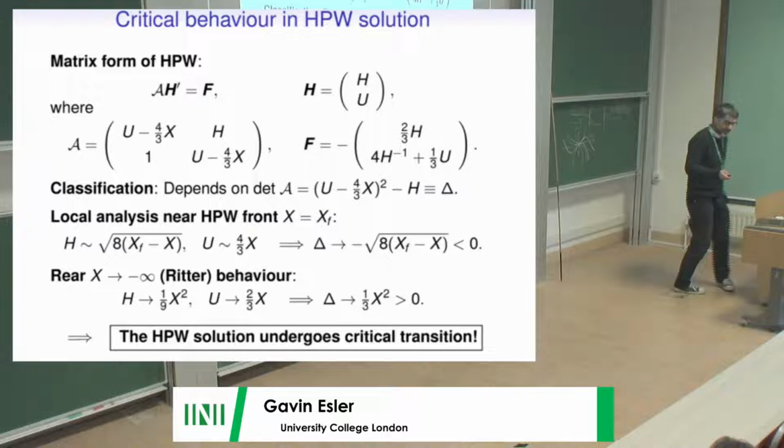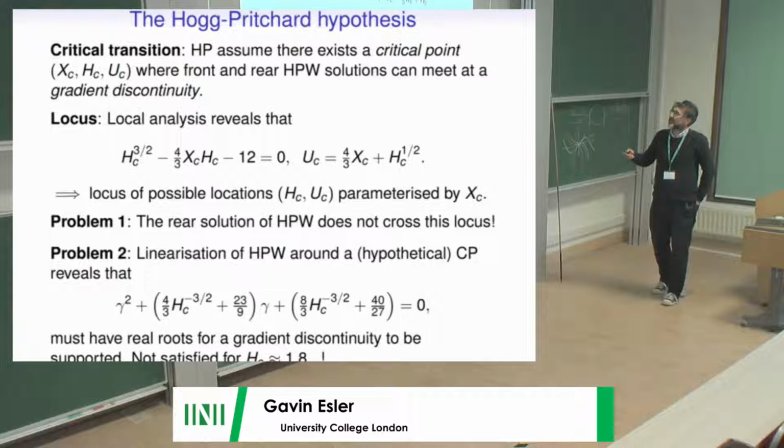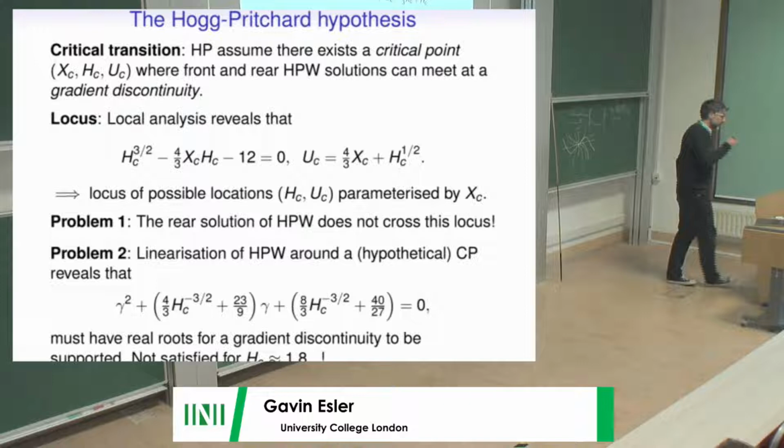And one thing that we noticed when we were reading Hogg and Pritchard is that they weren't quite so interested in this aspect of the problem. They kind of made an assumption that there was a critical point where the front and rear solutions can meet at a gradient discontinuity. And we looked at this issue in detail.